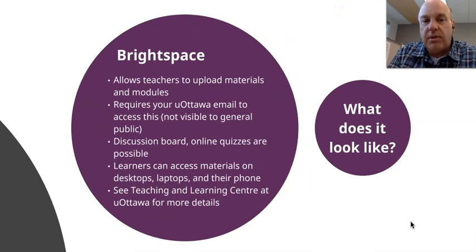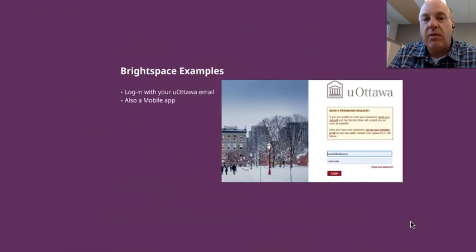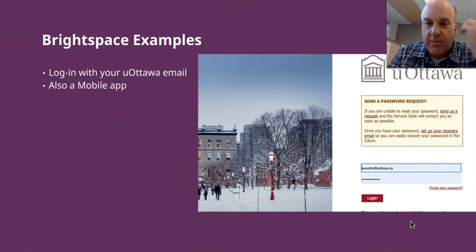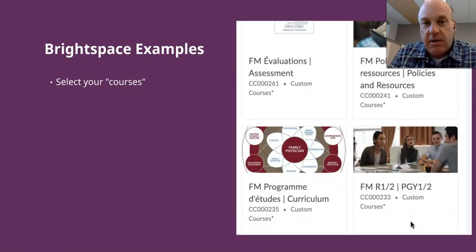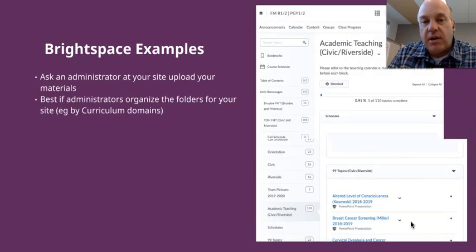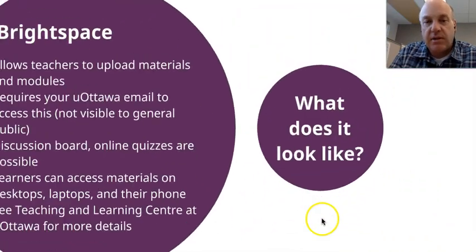You can upload your materials. What does it look like? Well, this is like a website for our department. So if you have teaching material you already use now, we have things like the FM R1, R2 program. You can actually go online with these sites. Once you start using it, you need to use your U of O email, and it's all organized by different sites. Here you can see that the Civic Riverside has 109 different teaching topics organized by 99 topics. So that's often a useful place to archive your material.